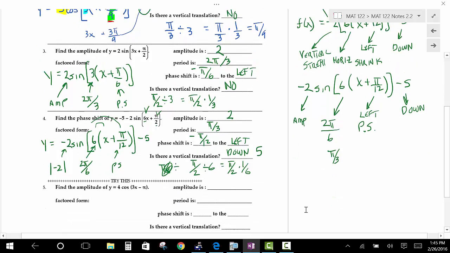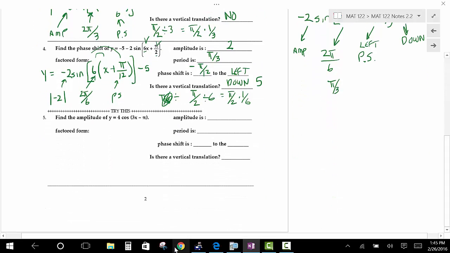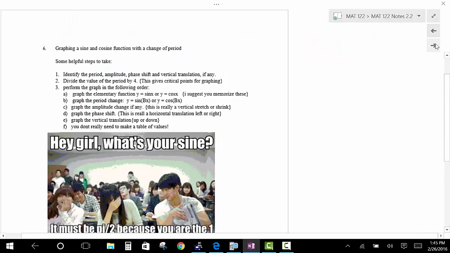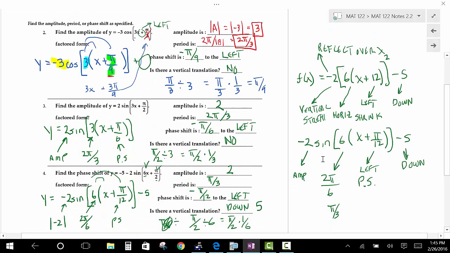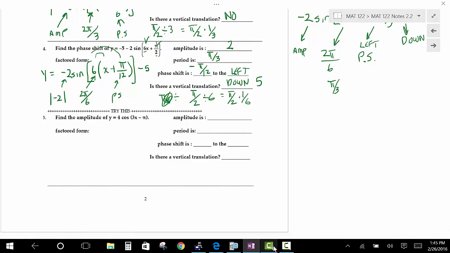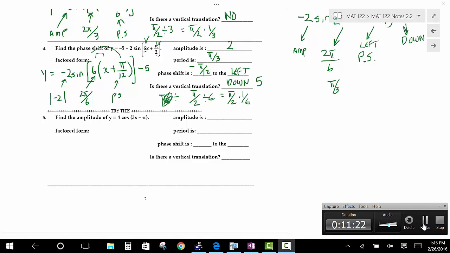So I'm going to move this up, and I'm going to pause, and then I'm going to have you work on just the next problem. And you can go ahead and pause if you would like, and resume as soon as you're ready.